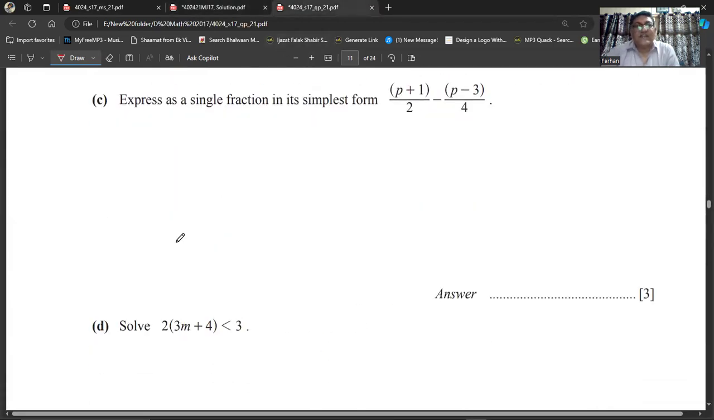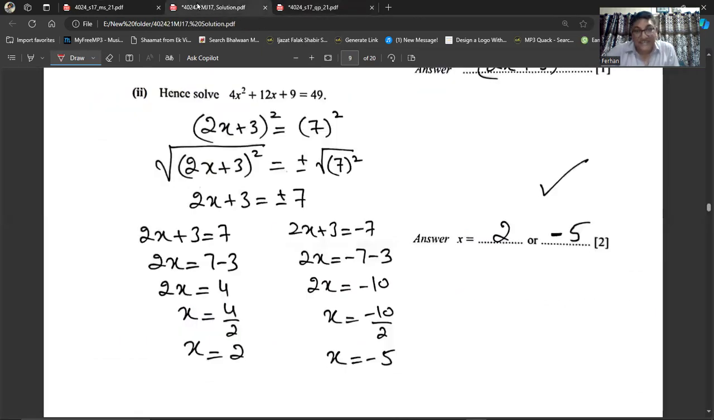Okay, question number 7 and its C part. He says express as a single fraction in its simplest form. So here you have (p plus 1) divided by 2 minus (p minus 3) divided by 4. I will take LCM. The LCM will be 4.